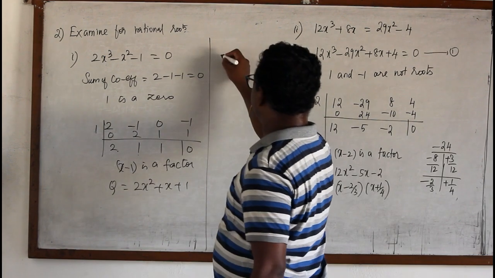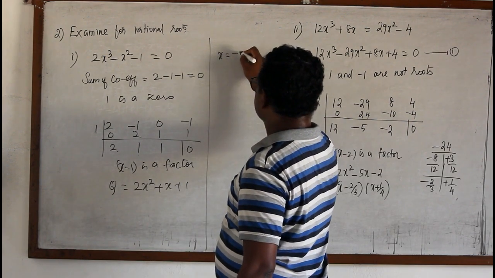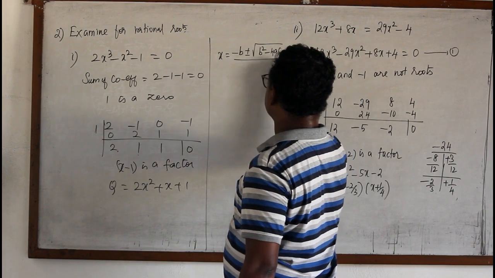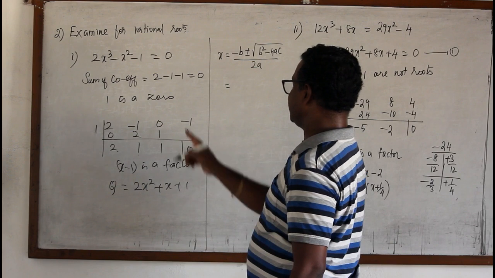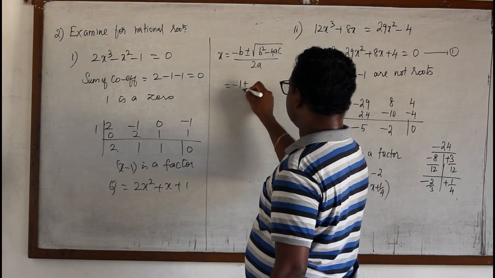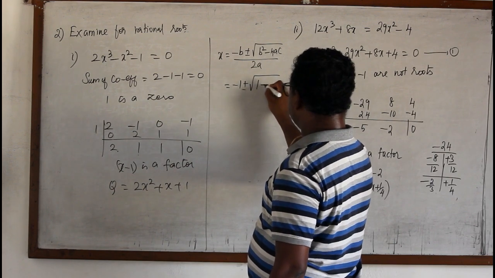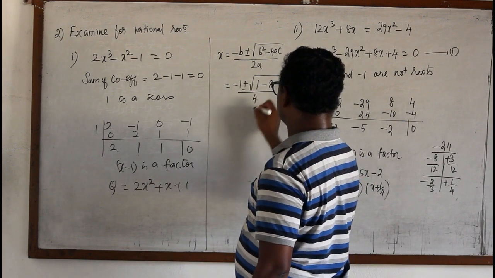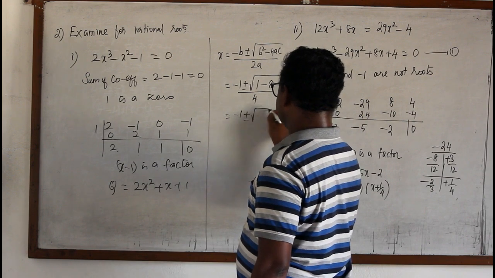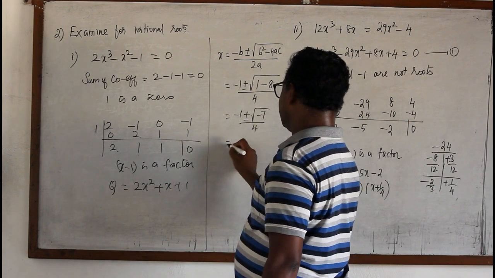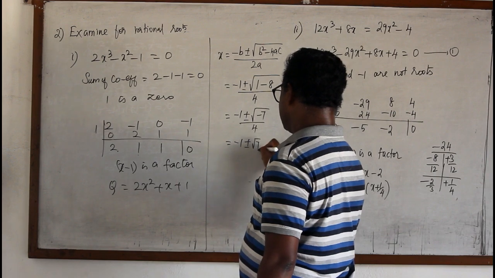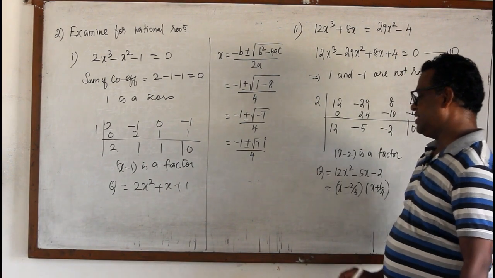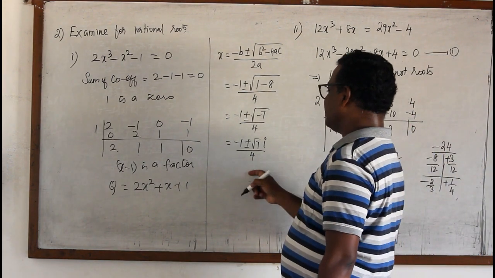So let me apply the formula. x equal to minus b plus or minus root of b square minus 4ac by 2a. It is minus 1 plus or minus root of 1 minus 4 times 2 is 8, by 2 times 2 is 4. It is minus 1 plus or minus root of minus 7 by 4. It is minus 1 plus or minus root 7 i by 4, because I am having a minus inside the root, it is imaginary. So now two roots are imaginary.